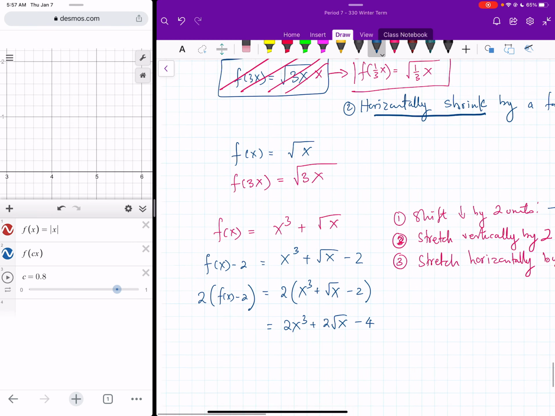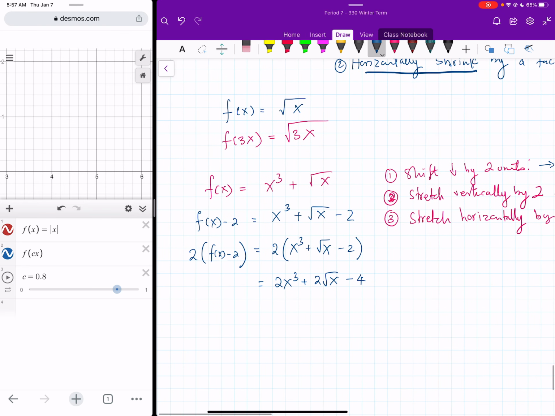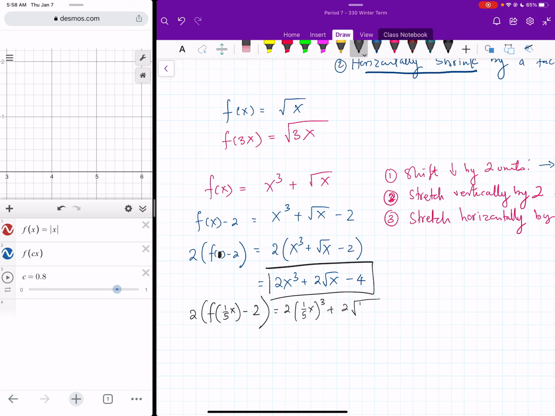So the way this is worded, you have to be careful. The input changed, so I'm changing this input to now 2 times f of 1/5 x minus 2. Wherever I see x in the expression, I have to replace that with 1/5 of x. So this becomes 2 times 1/5 x cubed plus 2 square root of 1/5 x minus 4.